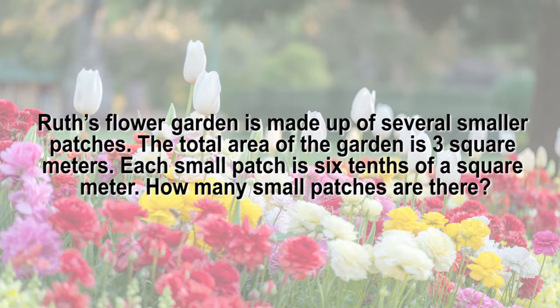Ruth's flower garden is made up of several smaller patches. The total area of the garden is 3 square meters. Each small patch is 6/10 of a square meter. How many small patches are there?